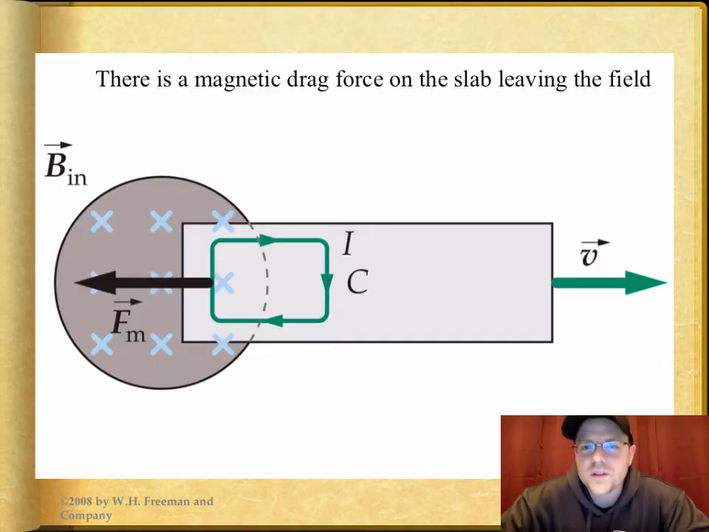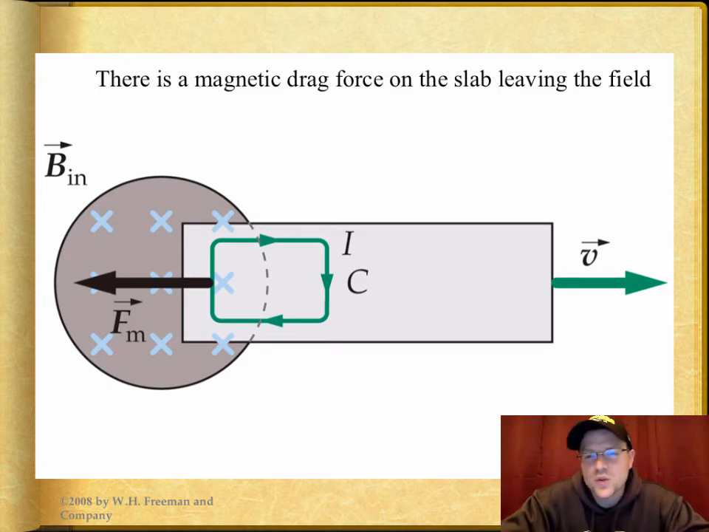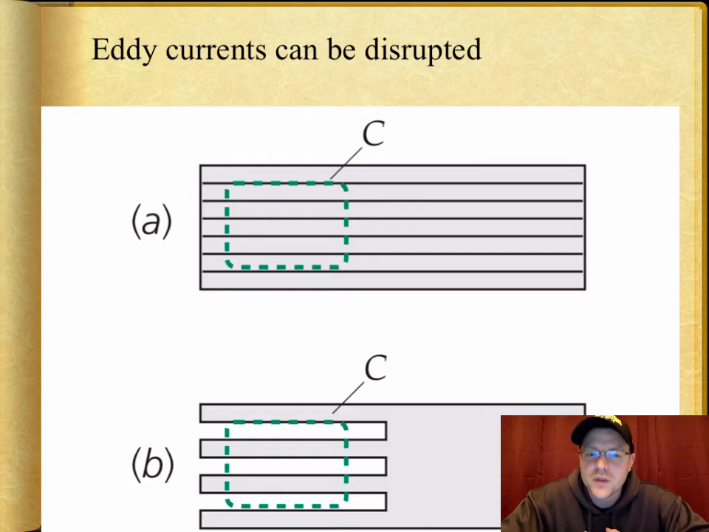So like we said before, the drag force is going to force the slab to either not come into the magnetic field or resist it from being pulled out of the magnetic field. And you can disrupt eddy currents like I did with that little comb, where I cut some of the metal out and I wasn't able to create very large loops of induced magnetic field, which gives me less magnetic drag.